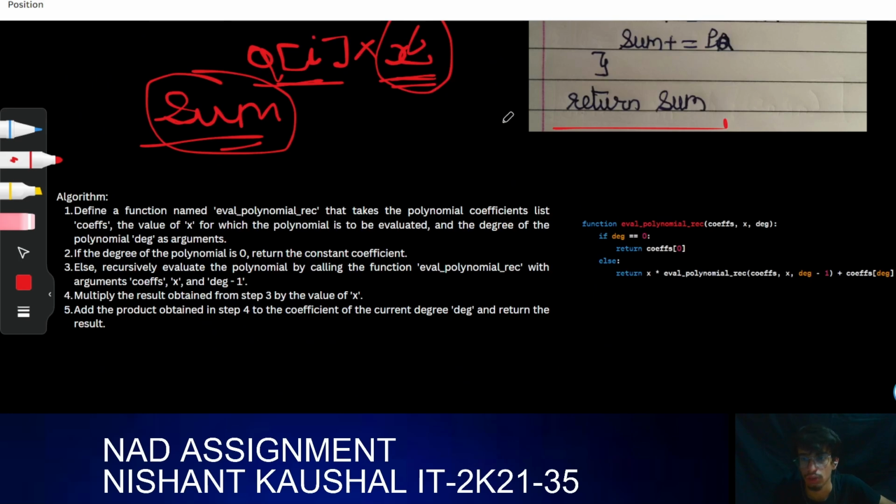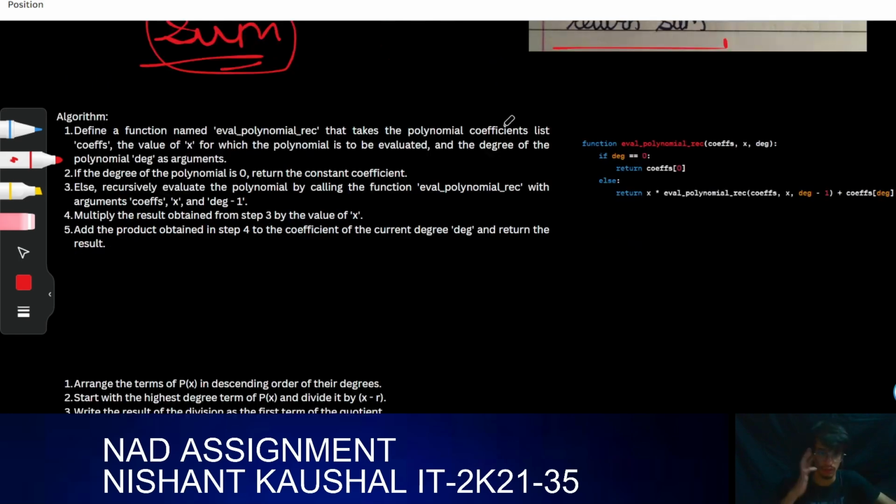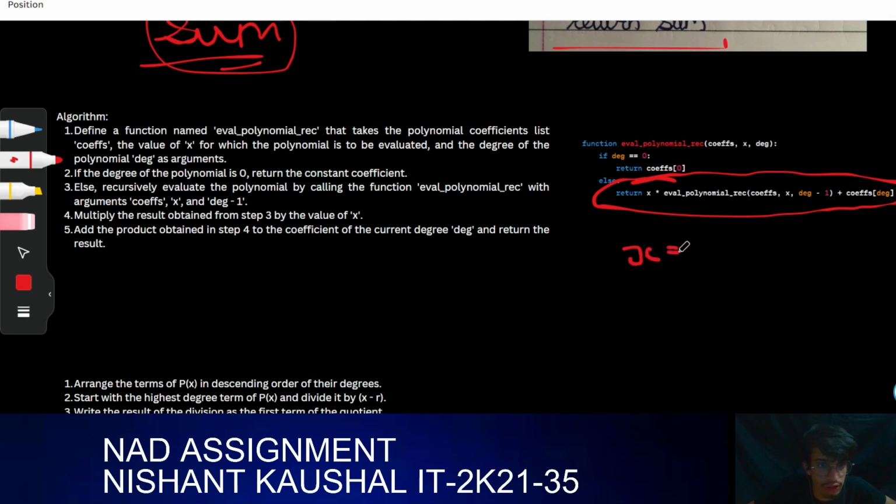Okay. Now let us solve this by the recursion method. In the recursion method, we will continuously call the function until its degree is equal to 0. So define a function, with any name, that takes the polynomial and coefficients. If the degree of the polynomial is 0, we will return that coefficient. Else we will recursively call the polynomial for degree n minus 1 and we will add the coefficient of that degree.